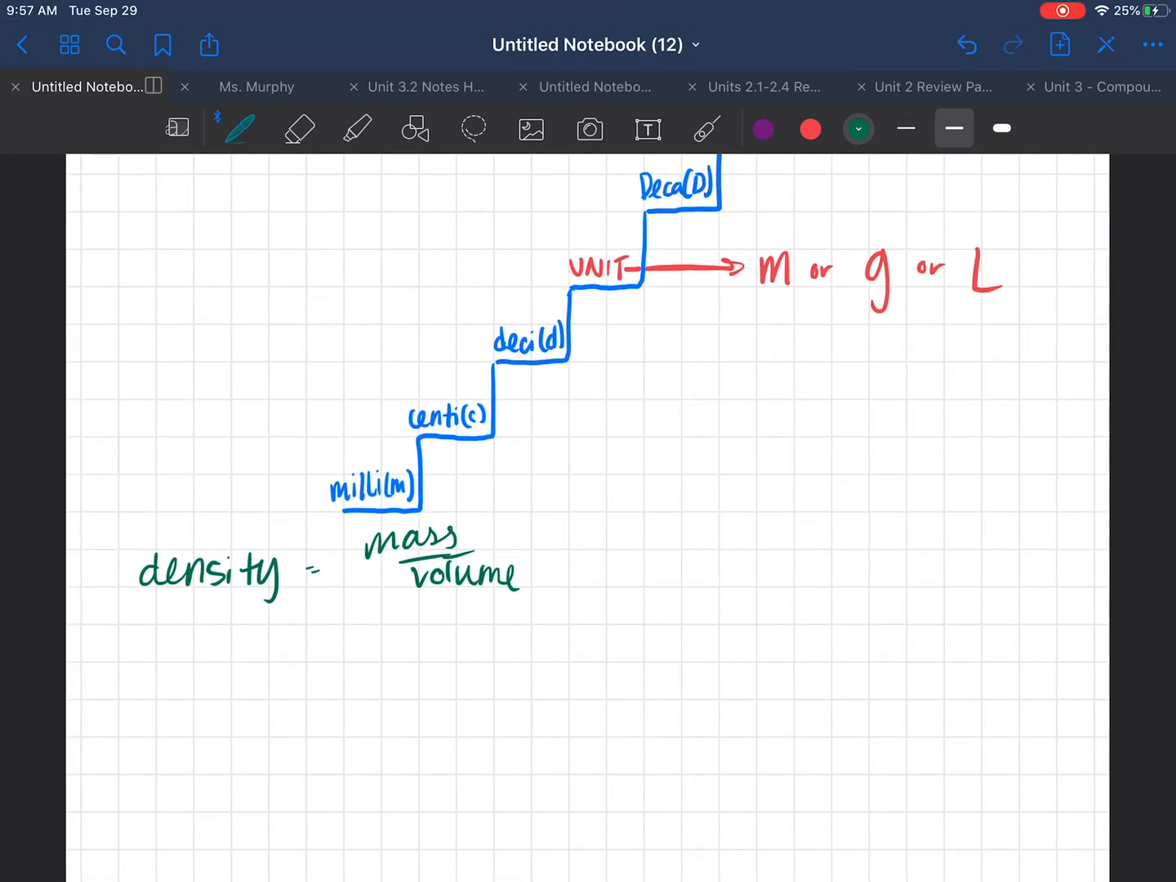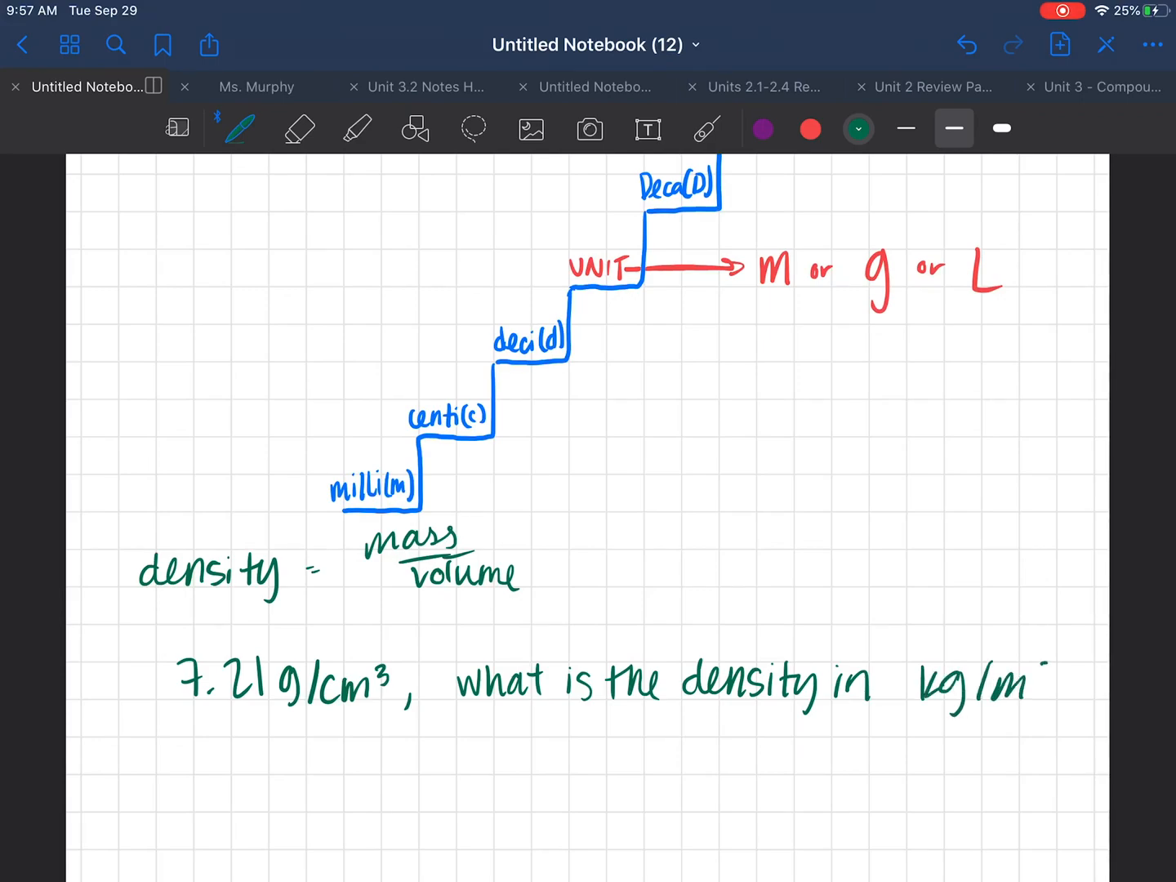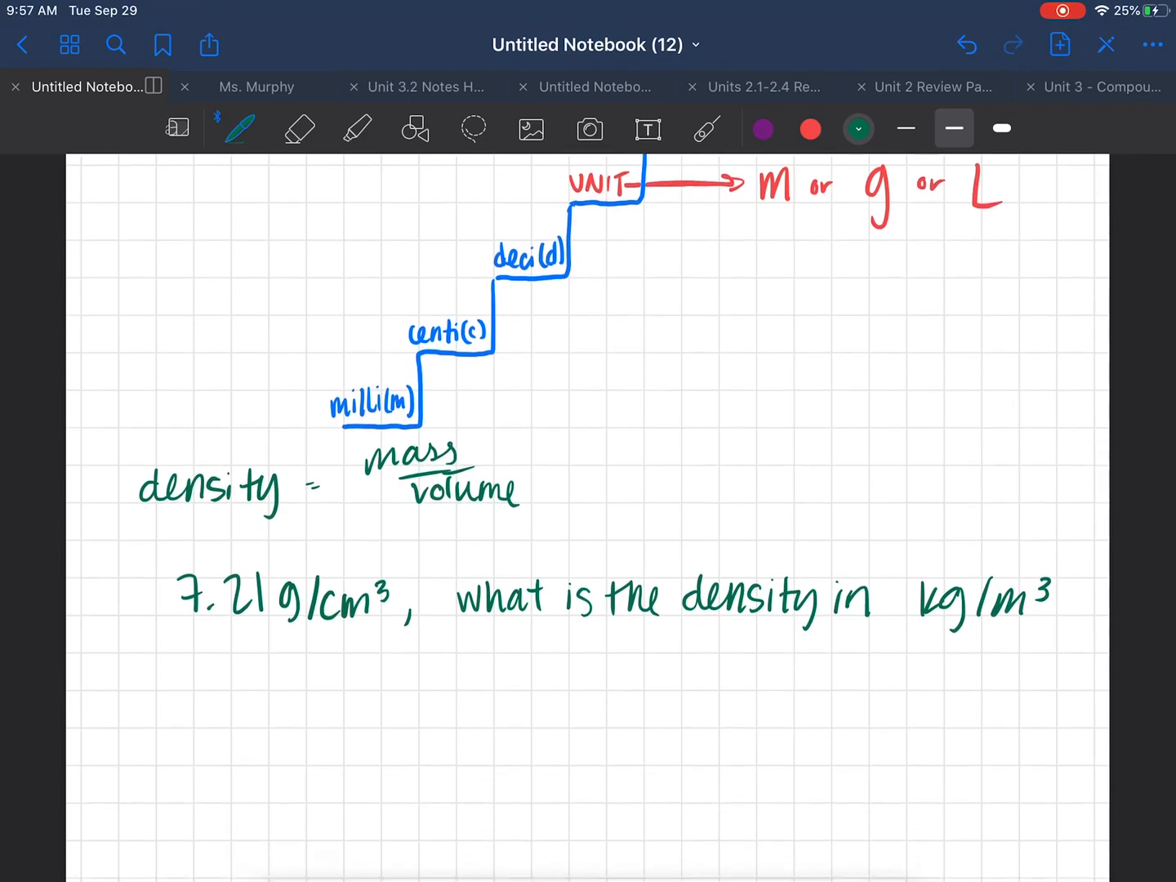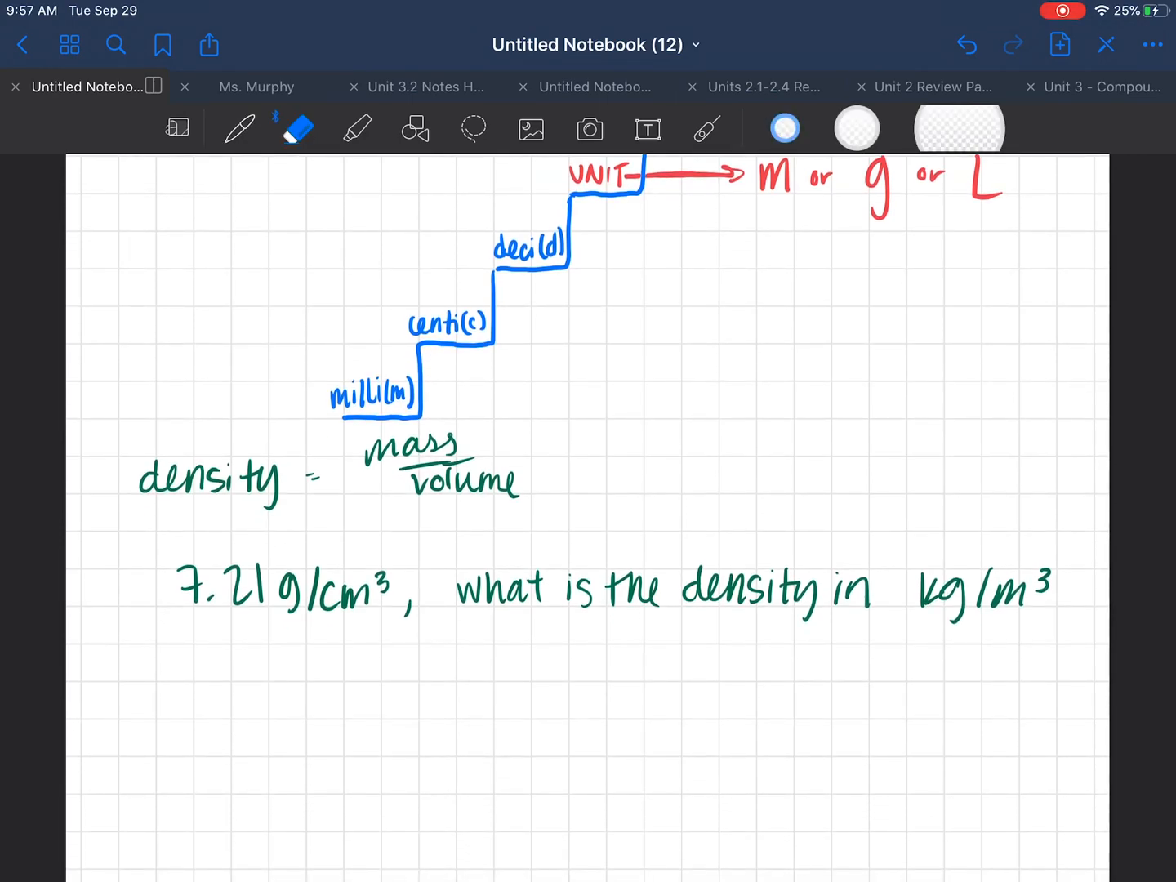So I'll start with an example here. Let's say I know the density of manganese is 7.21 grams per centimeter cubed, and I want to know what the density is in kilograms per meter cubed. Or actually, back up here. I'm going to start off with a little bit of an easier one. We're going to go to grams per liter and kilograms per milliliter.